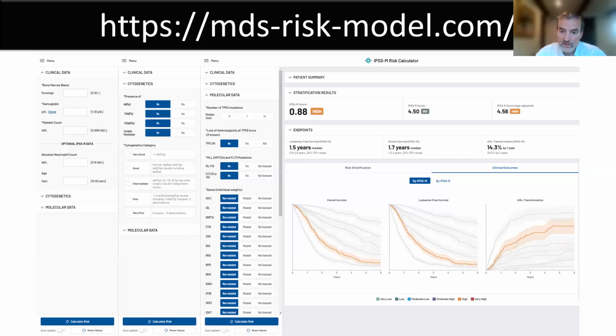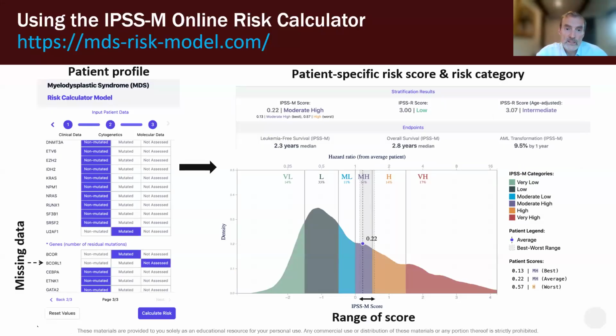So the risk factor determination here, I think, is a really important way to frame that conversation about therapy because we use it to help determine what therapy is most appropriate for people. So again, that tool is mdsriskmodel.com, or just do a Google search for the IPSSM.